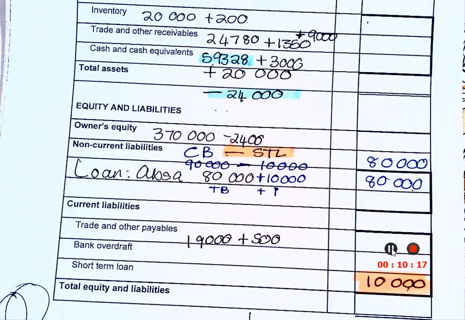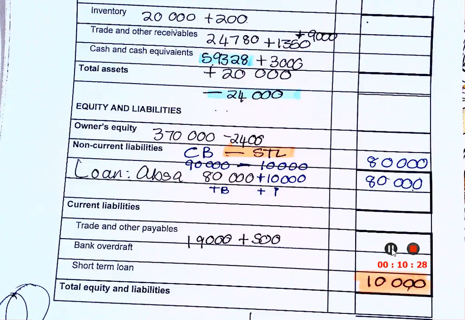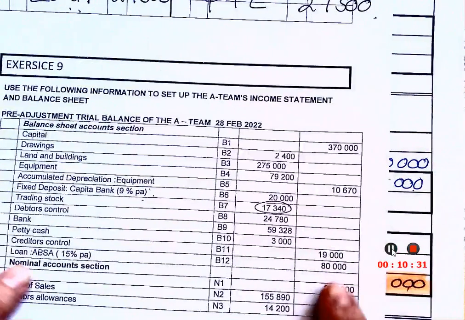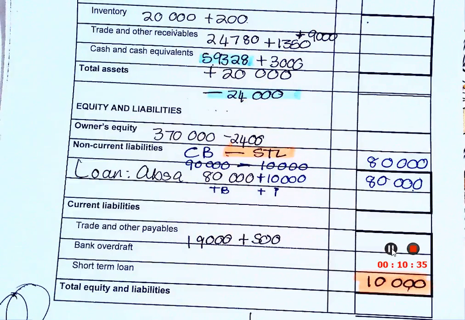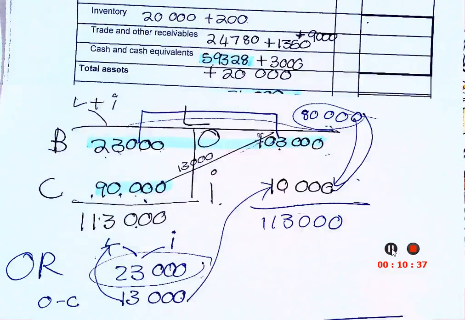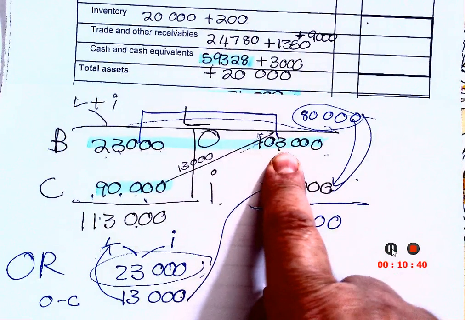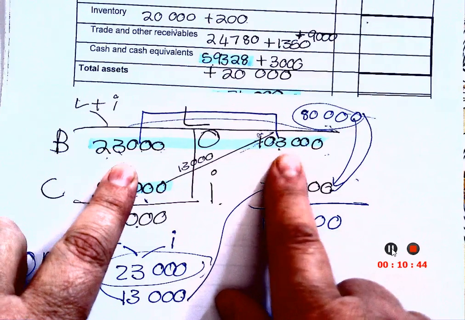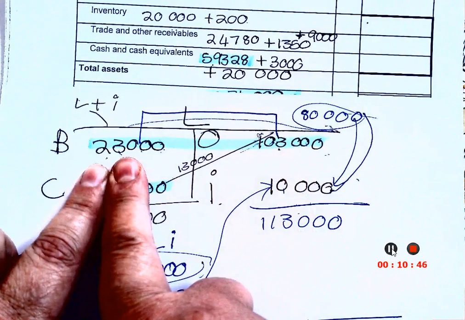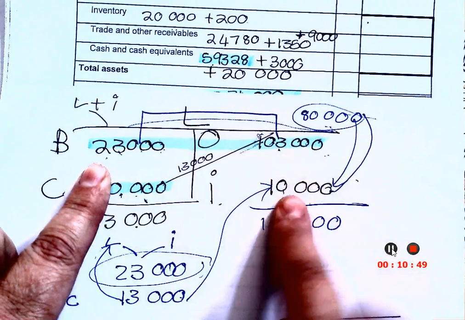Then with the second one, of the 80 plus the 10,000, how do we get to 80,000 again? The 80,000 they literally gave you in the trial balance, right? But what the business knows is only his balance at the start of the year and how much he paid back during the year. So it's literally the 103 less the 23. And to get the closing, you add the interest.